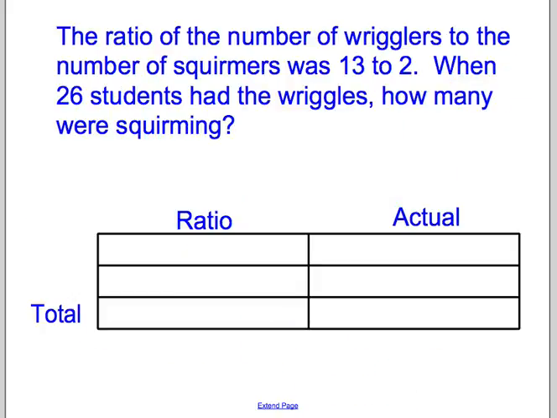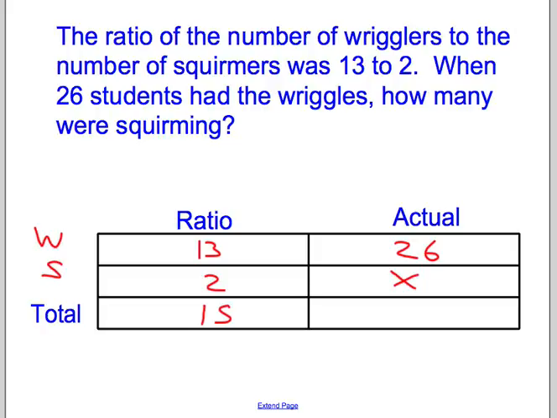Okay, so problem number 2. The ratio of the number of wrigglers to the number of squirmers. Those are our two items, wrigglers to squirmers. And the ratio is, in the order it's given to us, 13 to 2. And just to get in the habit of doing it, that's a total of 15. Now, when 26 students had the wriggles, so that goes here, how many were squirming? We want to know how many were squirming.